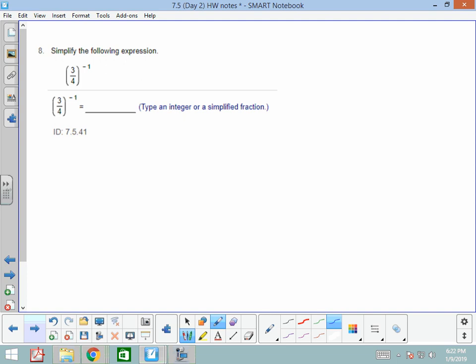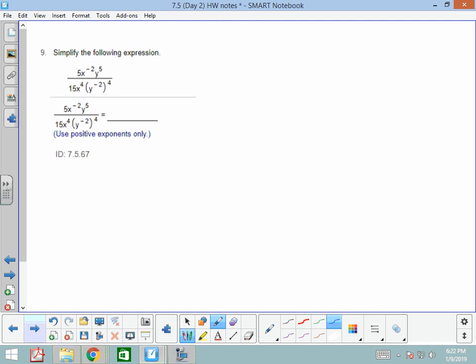All right, number 8. If you have positive exponents inside the parentheses and a negative exponent on the outside, you simply flip the fraction inside the parentheses. So we're going to flip it, so that's 4 over 3, and change the exponent to a positive. So that's 4/3 to the positive 1, which is just 4/3.